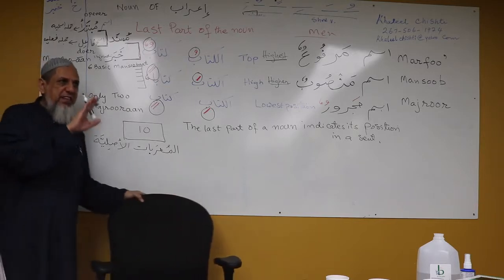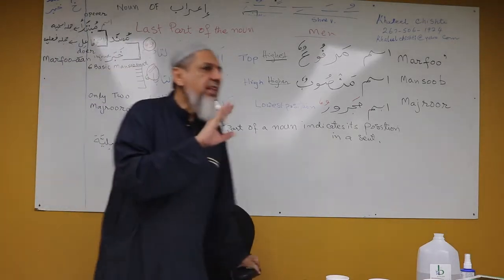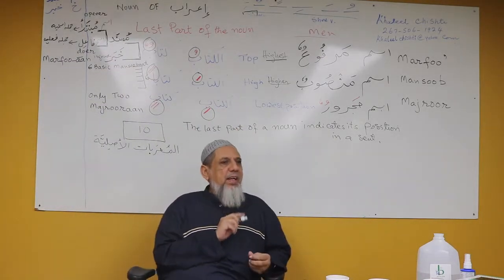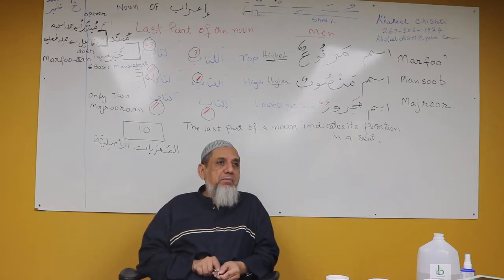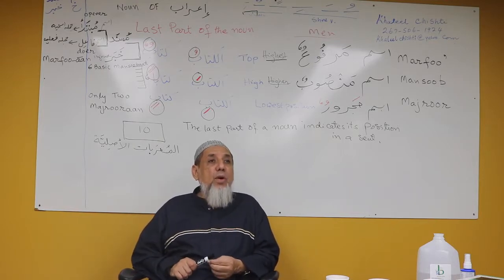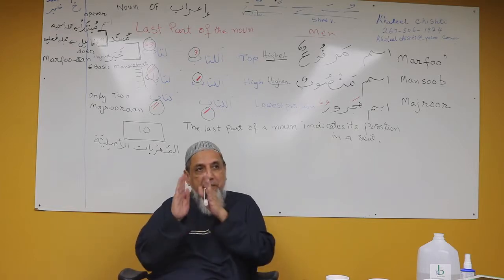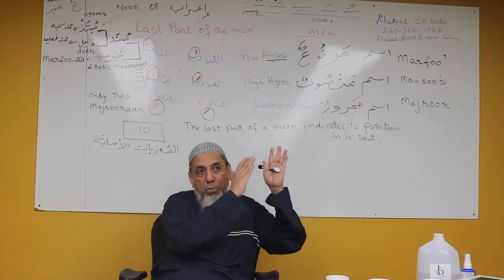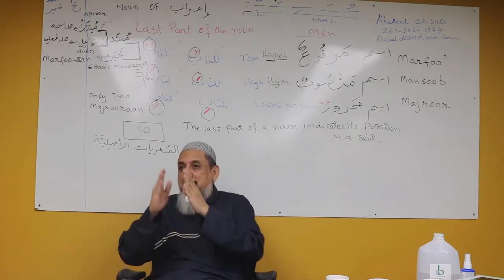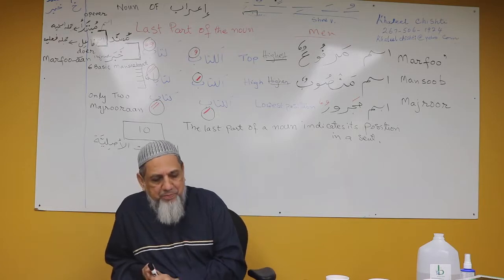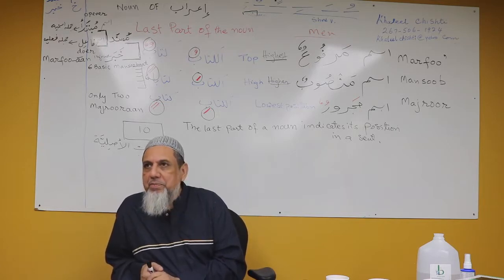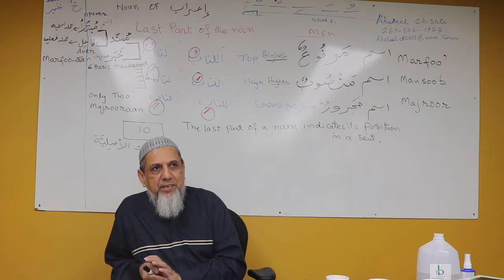But they have different names in different sentences. In a nominal sentence it is called mubtada. In a verbal sentence it is called fa'il. But the information is about musnad. Information is about the subject. Okay, shall we proceed?